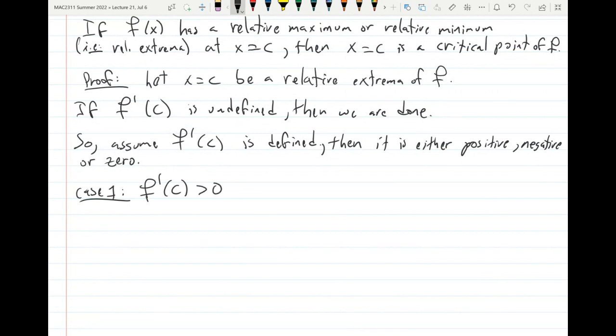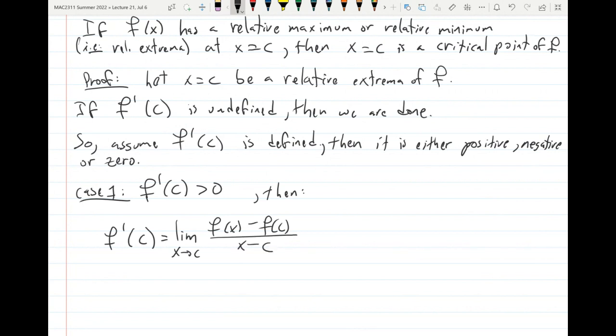Let's say that this was positive. Okay? So if the derivative at c is positive, then what do we have from here? Well, let's use the definition. So what do we know about f prime of c? This is the limit as x approaches c of (f of x minus f of c) over (x minus c). Right? The definition of derivative.